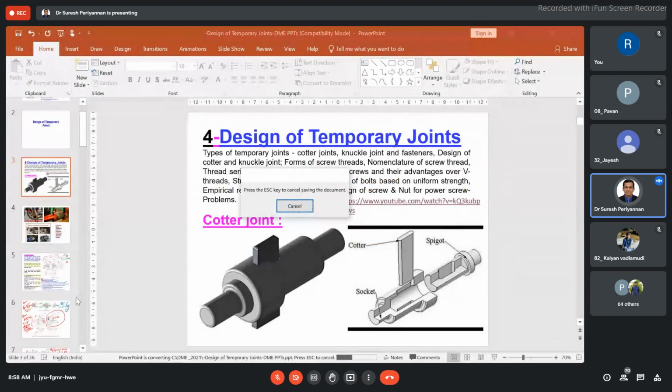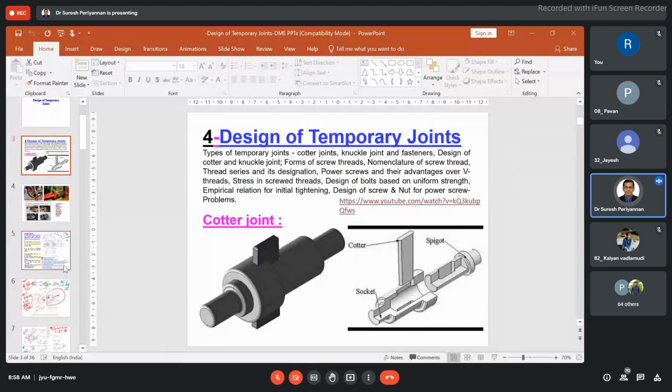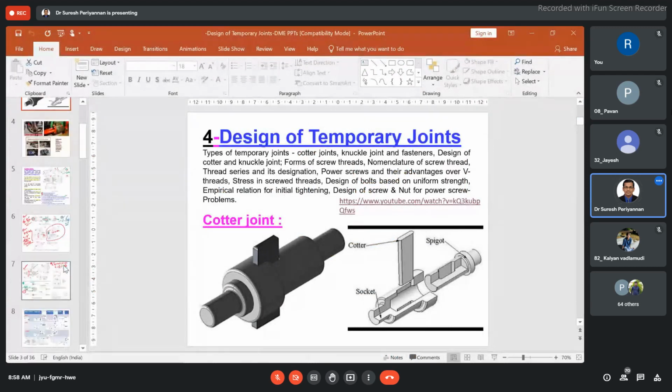If you understand this clearly, the cotter joint, the later knuckle joints are very easy. Why I am going in a detailed manner is because the same concept will be extended to different applications in the next subject, design of transmission elements. That's what I'm explaining here more.